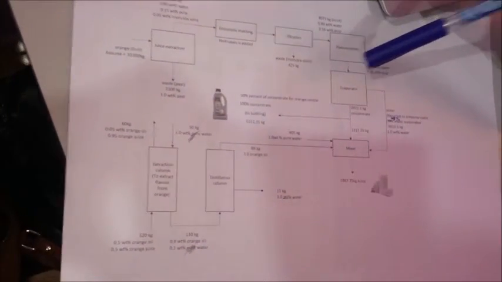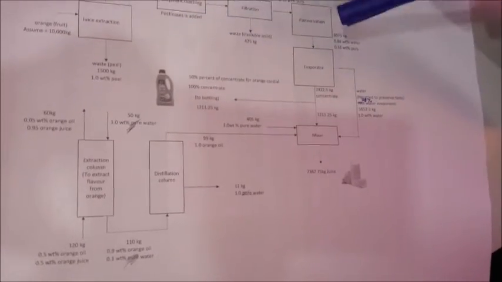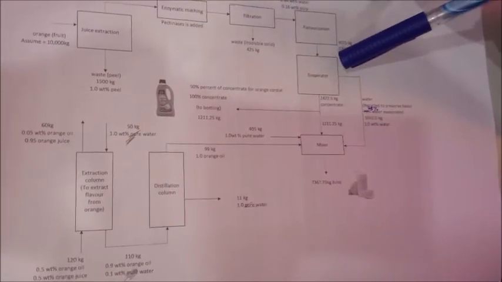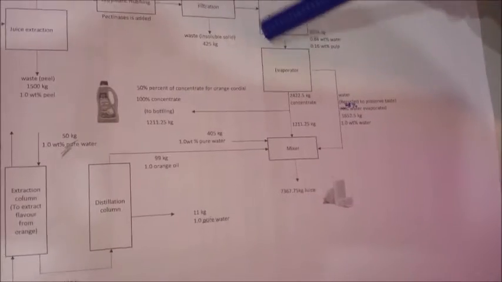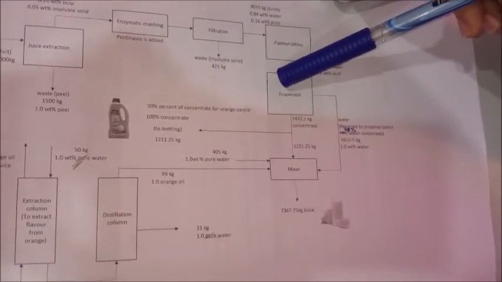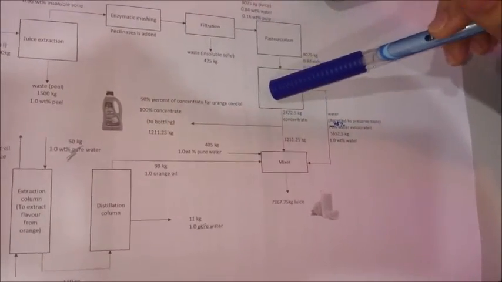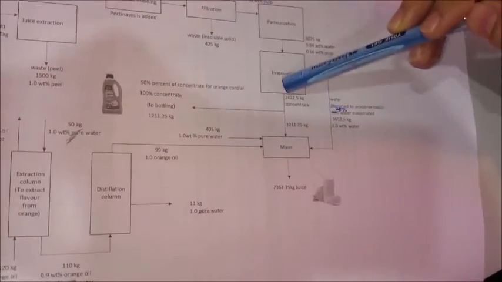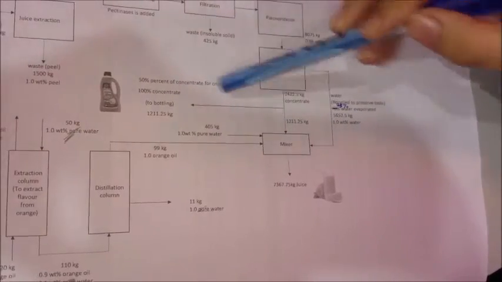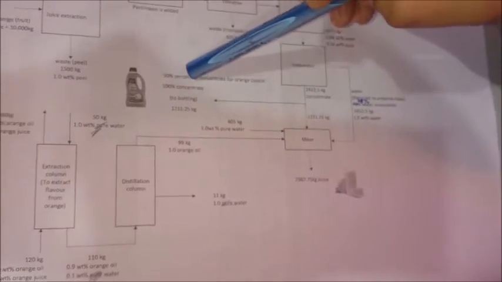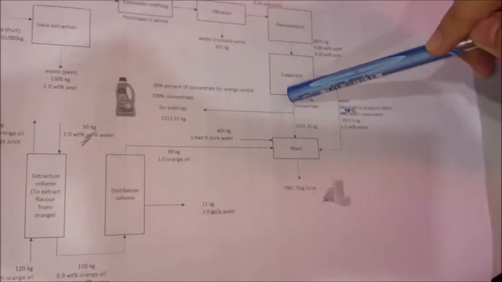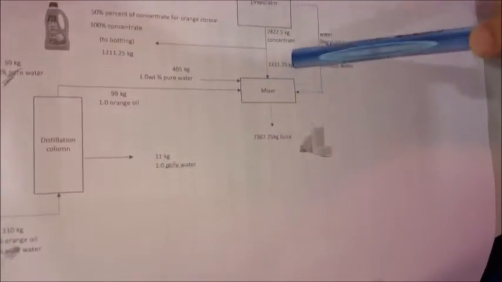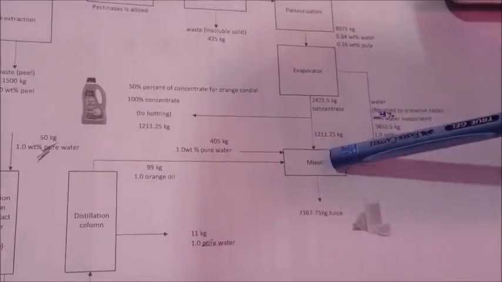Now I would like to show you the process flow diagram. This is a process flow diagram of the evaporator and a mixture. Water and pulp that come from pasteurization will enter the evaporation tank. Then it will produce concentrate. This concentrate will be divided into two: 100% concentrate that goes to bottling, and another that will go into the mixture, which is used to produce orange juice.